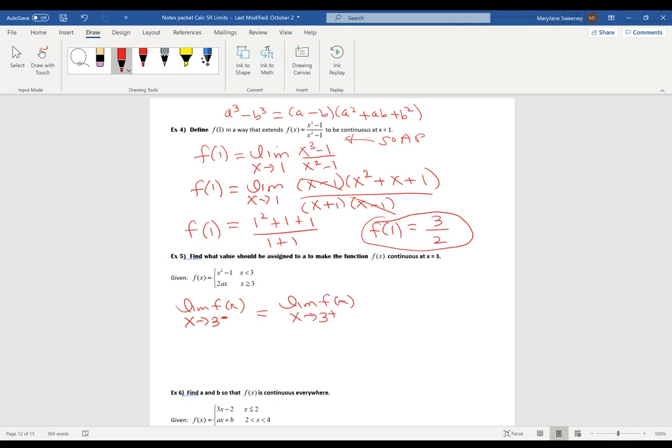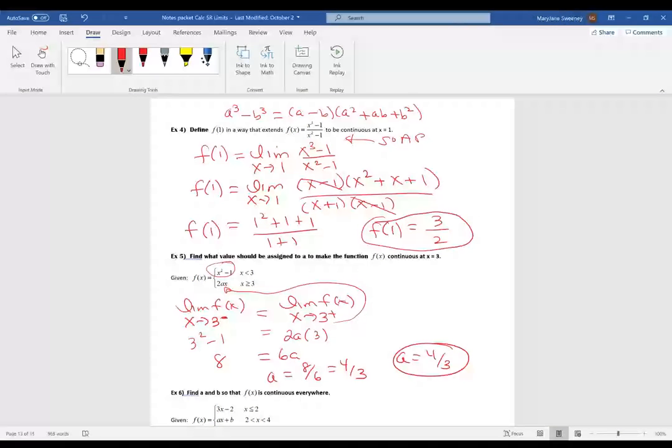So let's see, 3 from the left, x is less than 3. This is to the left of 3, so it would be 3 squared minus 1. 9 minus 1 is 8. For this one, I'd have to plug 3 in for x here. So it would be 2a times 3, which would be 6a. That would be divided by 6, so 8/6 or 4/3. So we could say a would have to be 4/3.